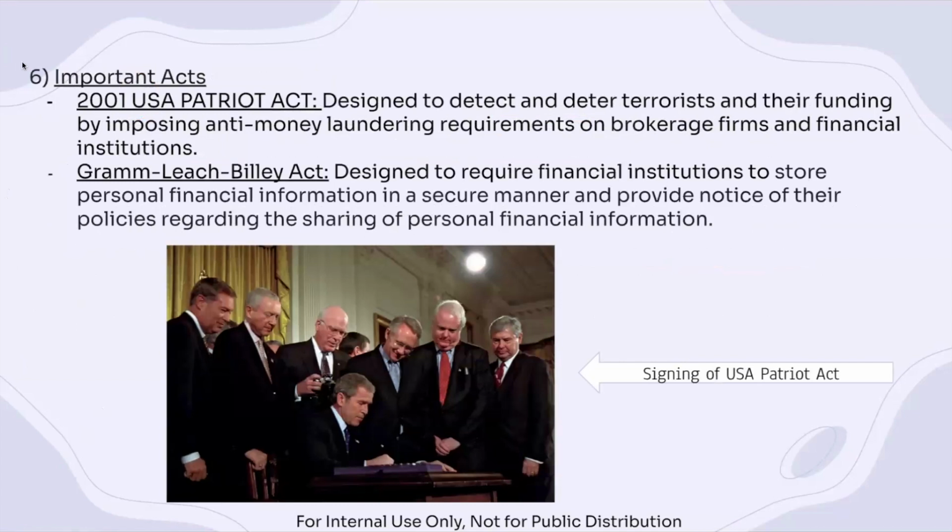Okay, so besides the FCRA Act and the other disclosures, we also have two other important acts. The first act we want to take a look at is the 2001 USA Patriot Act. Well, this is a pretty easy act to remember. This act is designed to detect and deter terrorists and their funding by imposing anti-money laundering requirements on financial institutions.